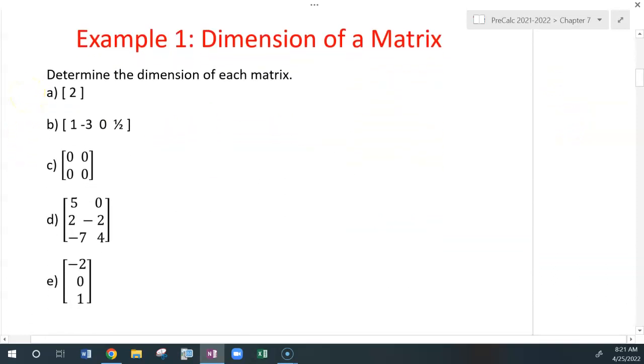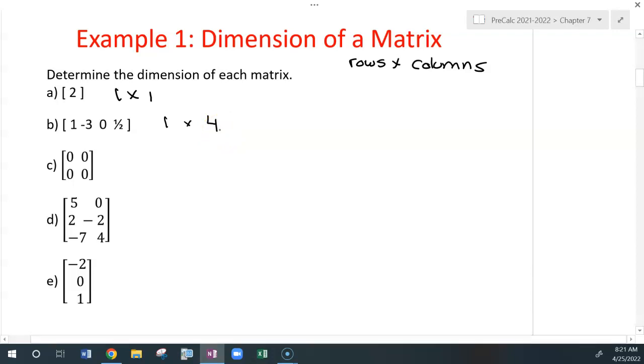Here's this matrix, just has a 2 in it. So it's got 1 row and 1 column. This is a 1 by 1. And remember, it's rows by columns. Here for B, we've got 1, 2, 3, 4. So we have 4 columns, but they're all in 1 row. So it's 1 row by 4 columns.